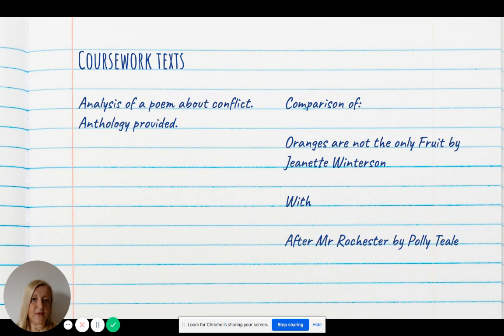And then the other texts for coursework, again, like your dystopian, are a comparison. You're going to compare Oranges Are Not the Only Fruit by Jeanette Winterson with a play called After Mr. Rochester by Polly Teal. We will probably start that around the end of the first year. That was the plan this year. Obviously, things changed a little bit. Oranges is a pretty short novel, and After Mr. Rochester obviously is a play, and we would intend to read that together as a class and put it on its feet a bit more. Okay.